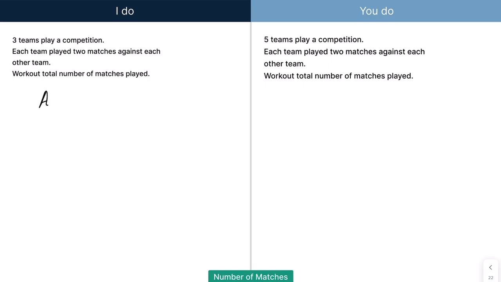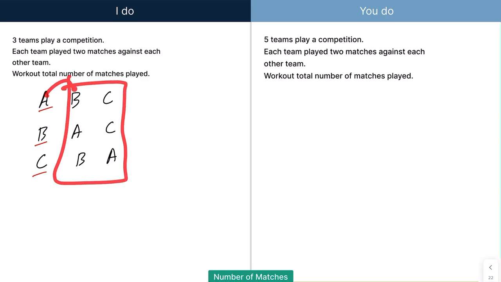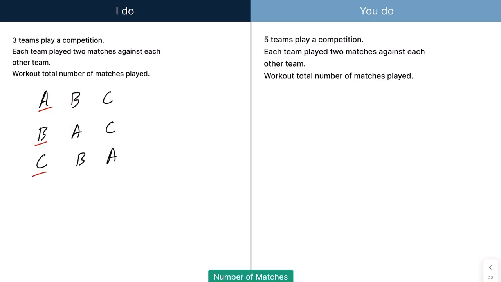So let's just say we have 3 teams. We have Team A, Team B, and Team C. Now Team A will play Team B, and it will play Team C. And then Team B will play Team A and Team C. And then Team C will play Team B and Team A. So in total, we have Team A, Team B, Team C. How many matches are played altogether? Well, A plays B and C, so that's 2 there, 2 there, 2 there. So in total, we have 6 matches.